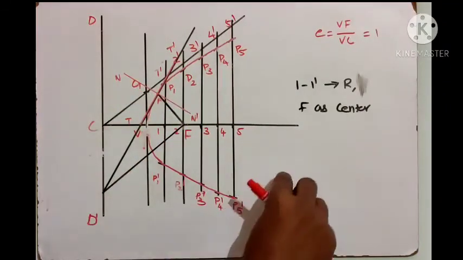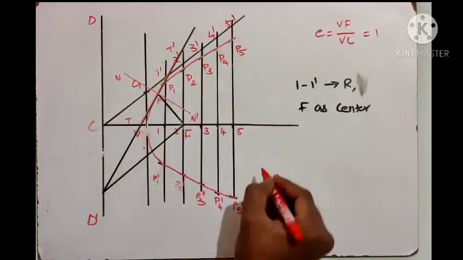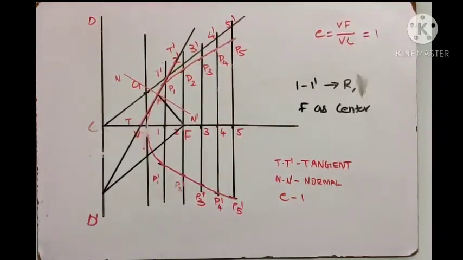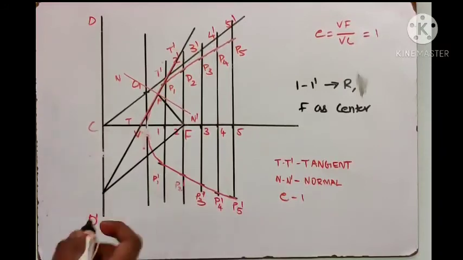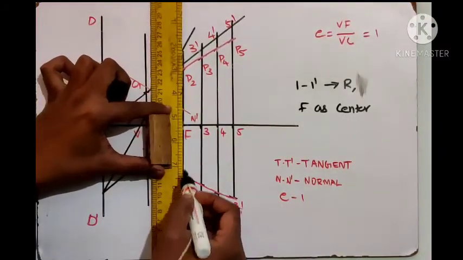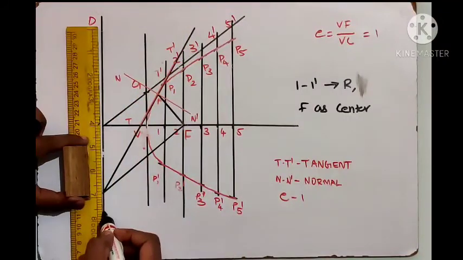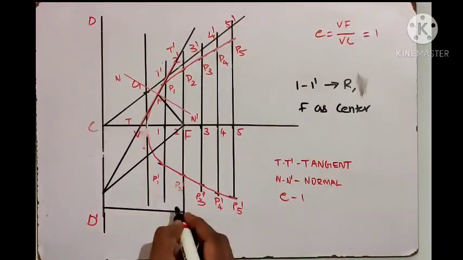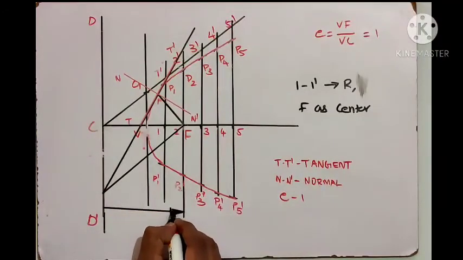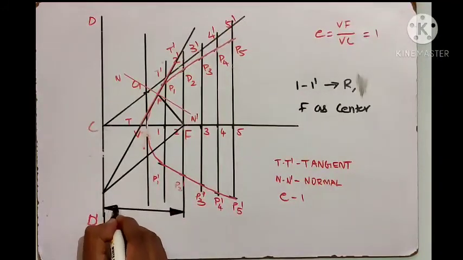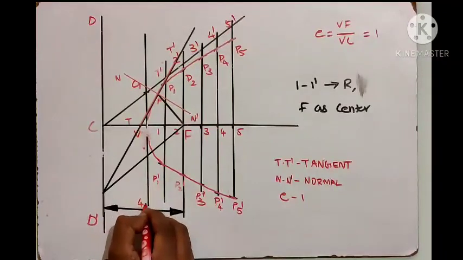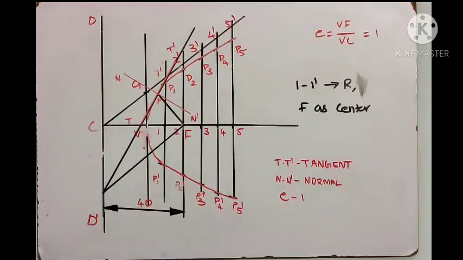Finally, with the guiding lines, you need to dimension. The only value given in the question is the distance between the directrix and the focus. From the focus you need to extend a line something like this and mark that particular dimension. The value is 40, you need to mention it. This is how you need to construct the parabola.